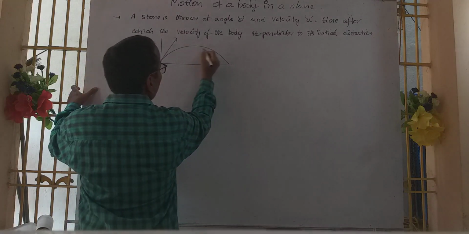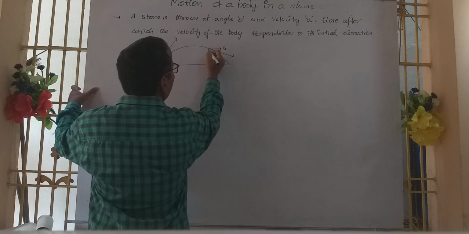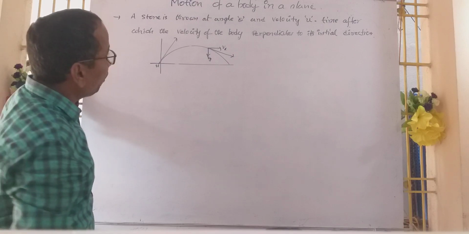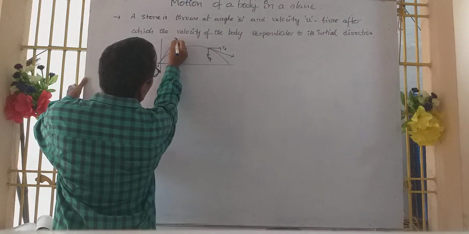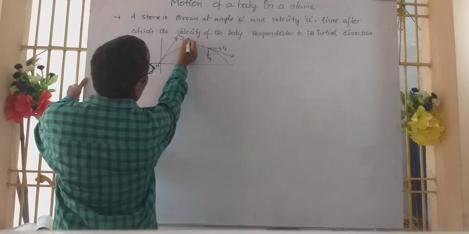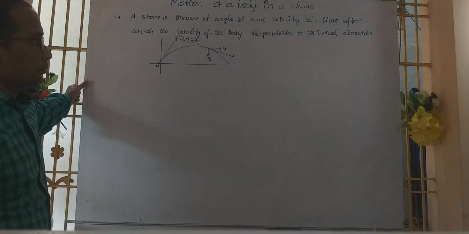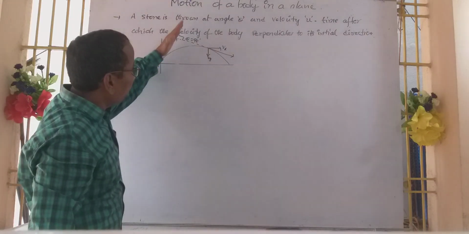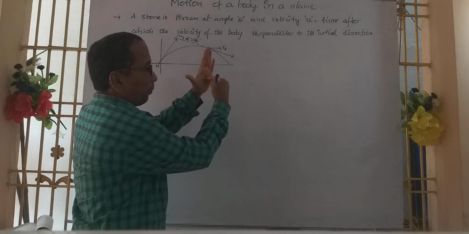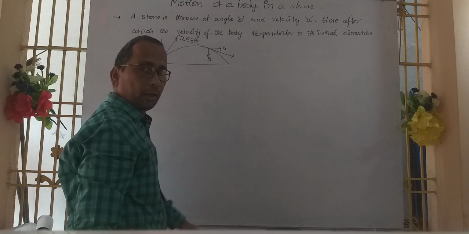Now after some time, it will have the velocity like this. This is the horizontal velocity Vx, and this is the vertical velocity Vy. If you extend this vector back like this and mention it here, you can have theta equal to 90 degrees. That means this is the initial direction of the body and this is the final direction of the body. They are perpendicular. That is the condition. After what time will this happen?